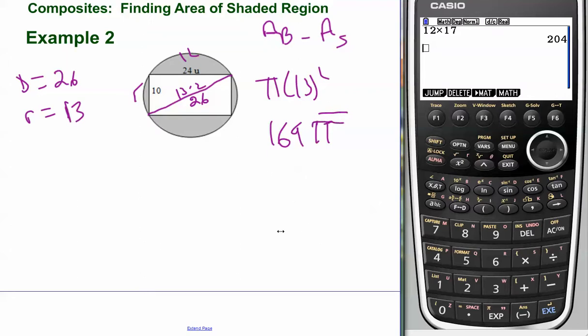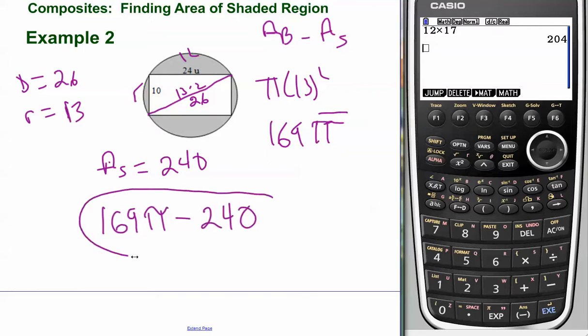I still have yet to buy a new writing pad. So that's the area of the big. Now, area of the small is just this rectangle. And that's real easy to do. That's 10 times 24, so 240. So my exact answer, so area of the small, is equal to 240. So my exact area is 169 pi minus 240. And if I leave no other instructions, this is your answer right here.